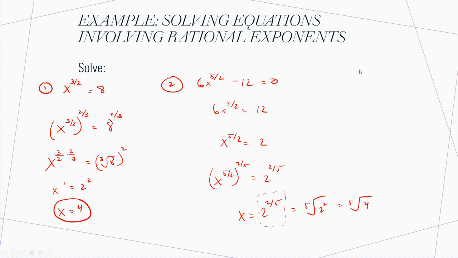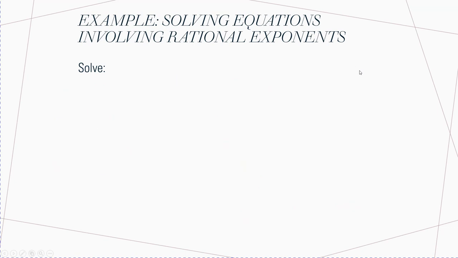All right, let's try a harder one here. Okay. Let's try this one. Let's look at x plus 5 to the 2/3 is equal to 4. All right, so what are you going to do? You're going to raise both sides to the 3/2 power. So these are going to cancel. So you're left with x plus 5.